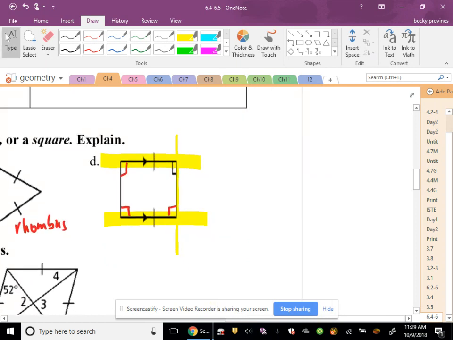Now, is this a rectangle, a rhombus, or a square? Do we know anything about these sides on the left and right? No, we really don't. We don't know that it's the same measure as the top and bottom. So I'm going to say this is a rectangle.